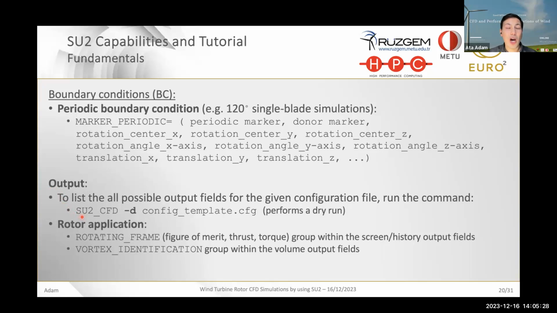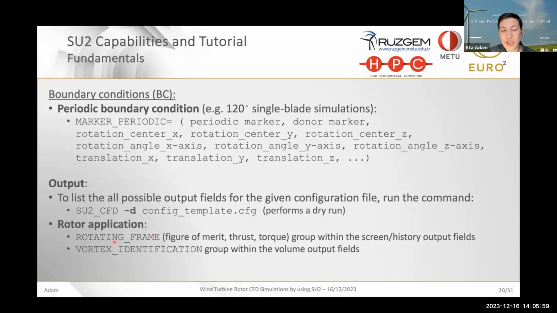To check which output fields you can get at the end of the simulations, you need to do a dry run with this command. By putting this flag -d in your command, SU2 will start to check your configuration file to see if there's any error. And then at the end, it will list all the available output fields. So you can take the ones that you want to check at the end of your simulation and put them in your configuration file, and then remove this dry run flag and do the simulation.